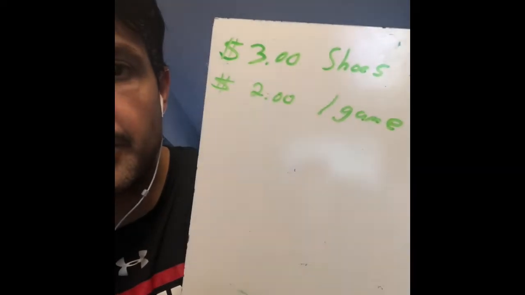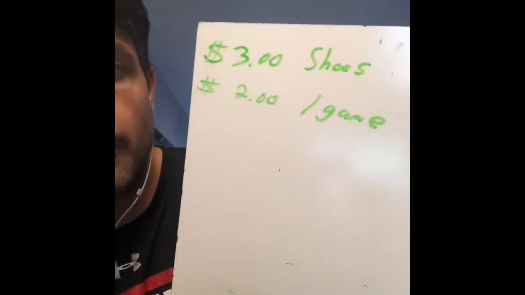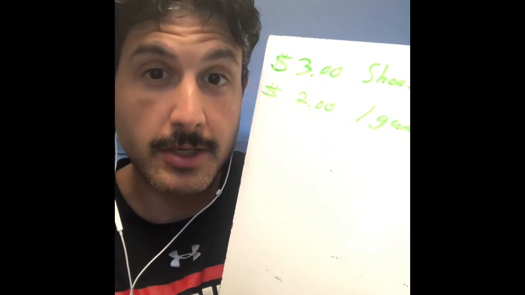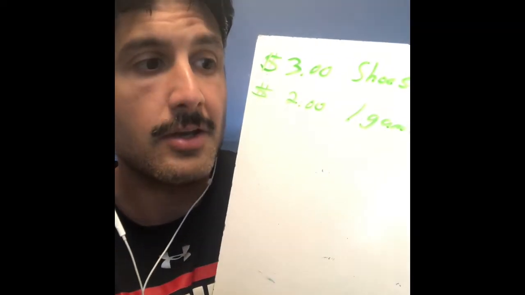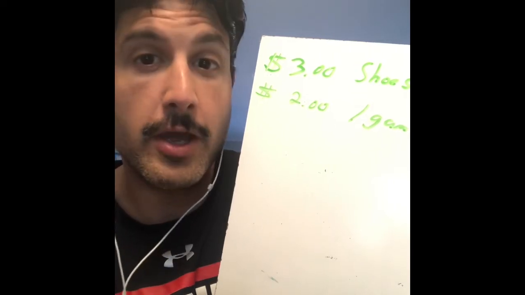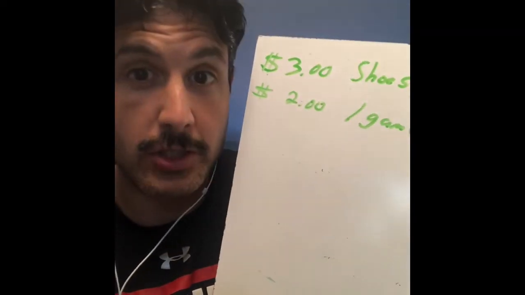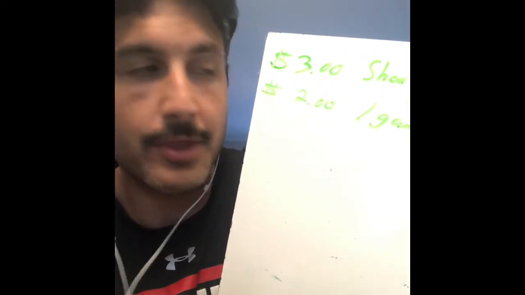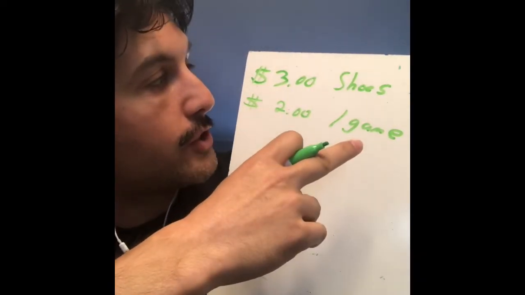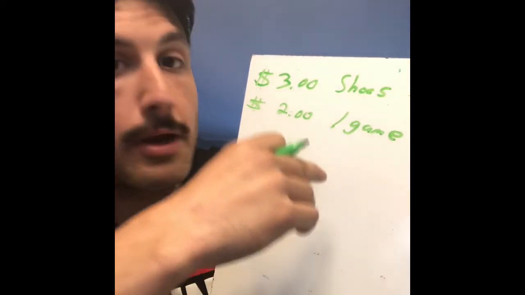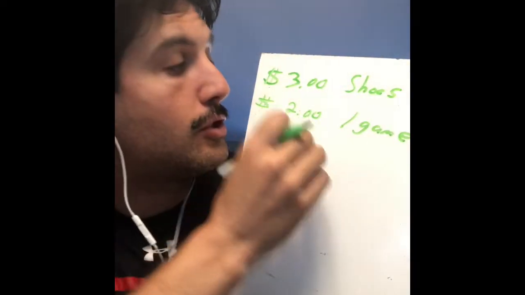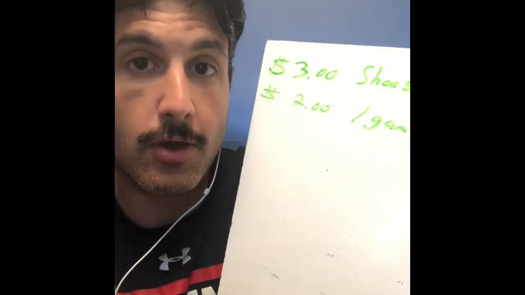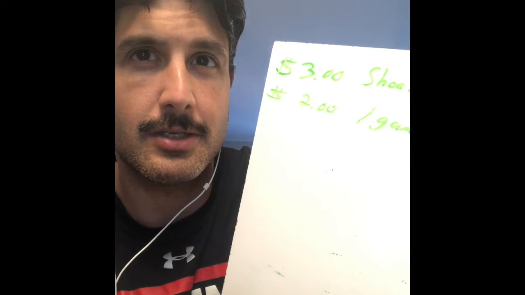So $3 for the shoes and $2 per game. Now, the next part of this lesson is going to be slope. One of the ways of knowing when you have a situation like this is that slope is always a ratio. It's a per something. So $3 for the shoes for the night or $2 per game. The $2 per game gives you a hint that that is actually going to be what's called the slope. And we'll get into what the slope is in a moment.